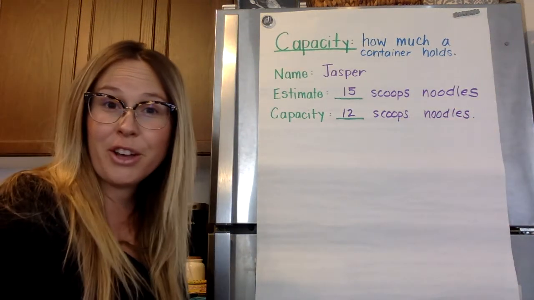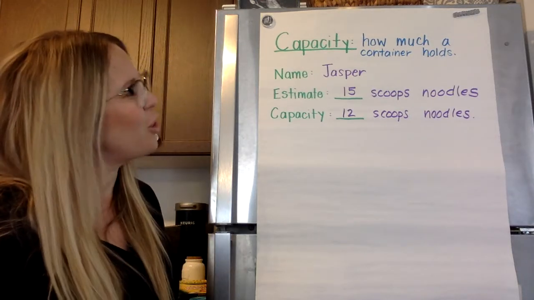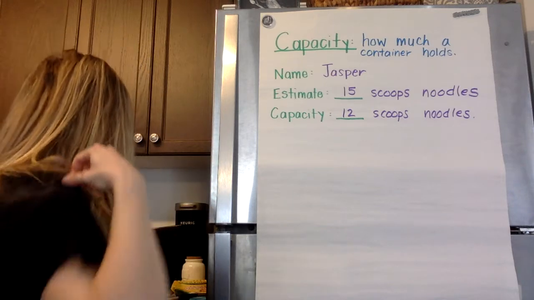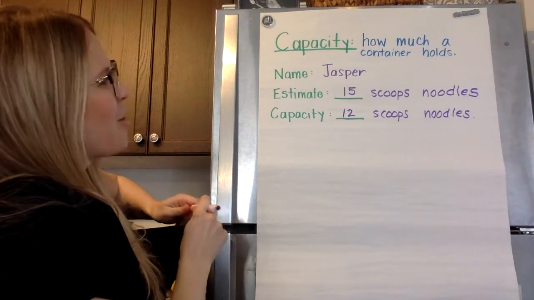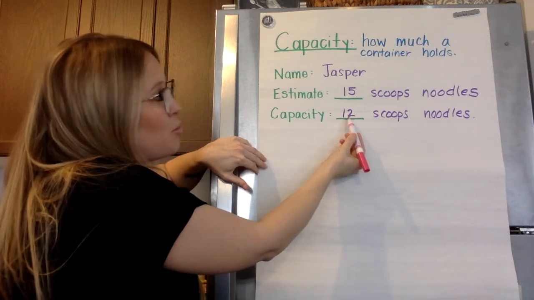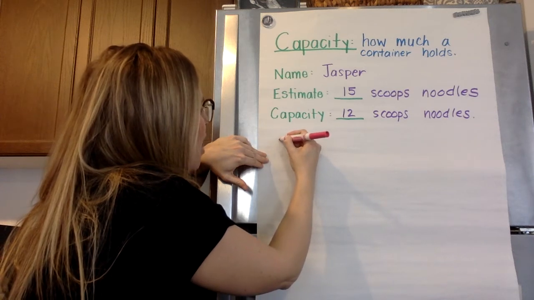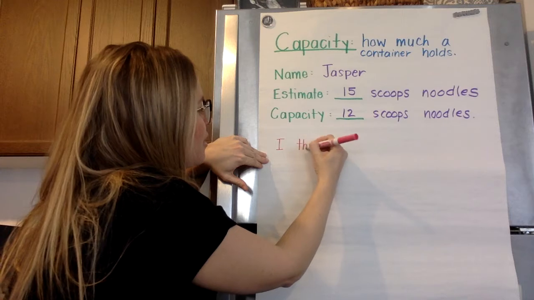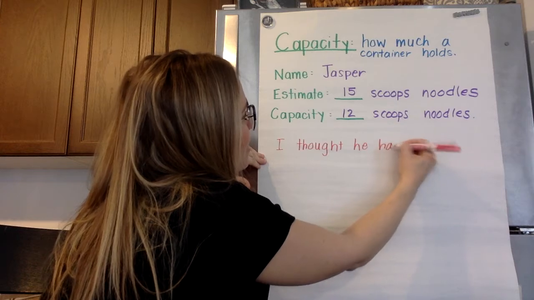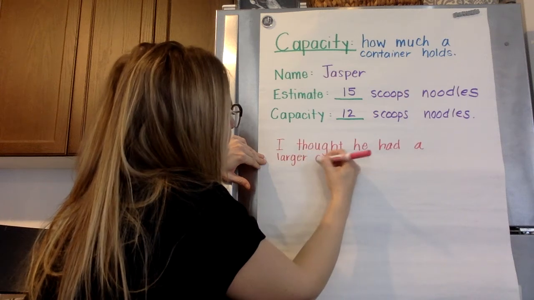So was my estimate pretty good? Yeah, it was pretty good. I was off by 3 scoops. So did it have a larger capacity or a smaller capacity than I thought? I learned that my hound, actually, I guessed 15, but he only ate 12 scoops of noodles. So I thought he had a larger capacity.